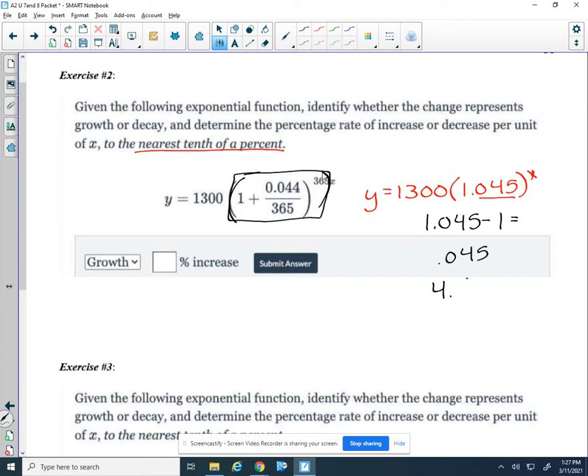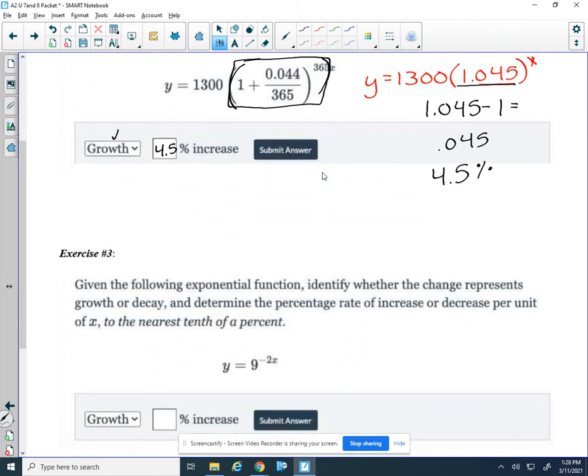0.045 translates to 4.5%. So it's already on growth, and we can tell growth is correct because the base is bigger than 1, and we're going to put in 4.5% here. So just a second Delta Math problem. We've seen 2 of them.